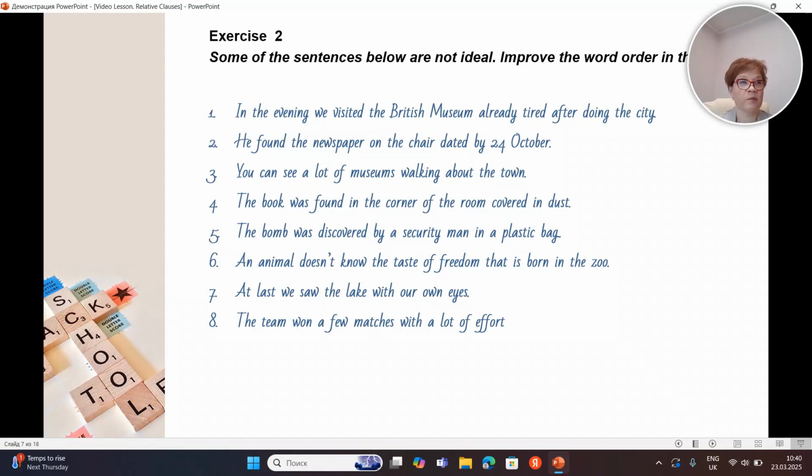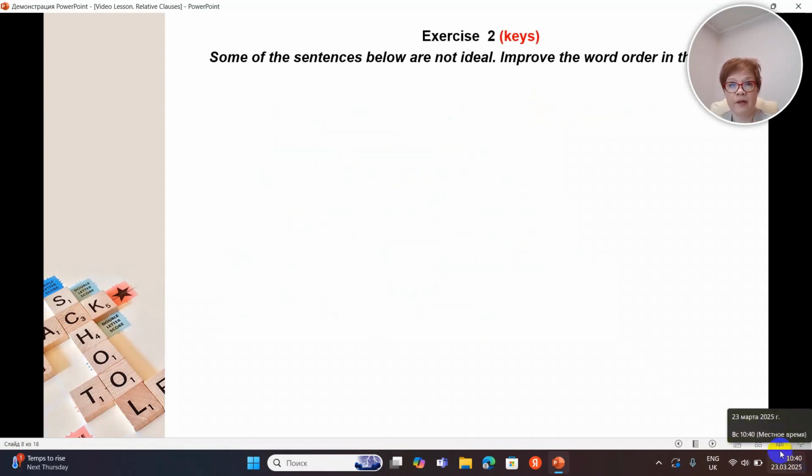Now it's high time for the next practice. In this exercise, you will practice constructing sentences with correct word order. Some of the sentences below are not ideal. Improve the word order in them. Pause the video if you need. Here are the answers to the exercise.